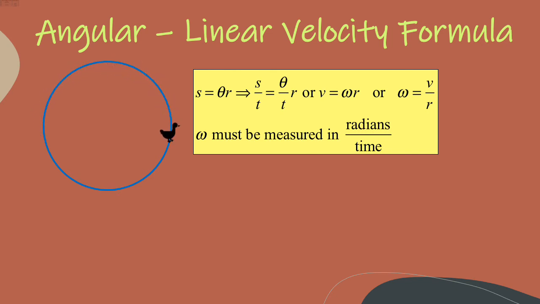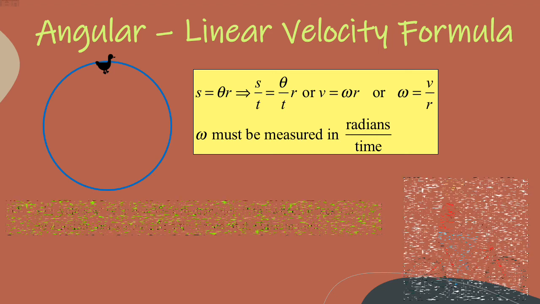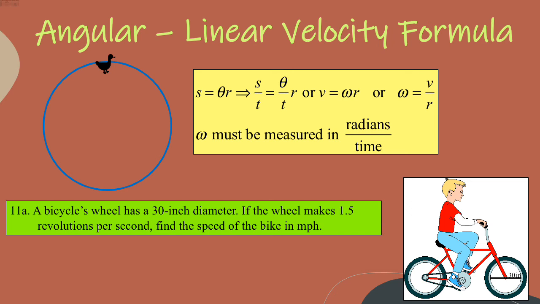So the duck has two different velocities. It has a linear velocity as it travels, but it also has an angular velocity, and these are related by the formula v equals omega r. Remember, though, that since theta was measured in radians, omega must be measured in radians per unit time. Let us see how the angular to linear velocity formula helps us to solve problems.